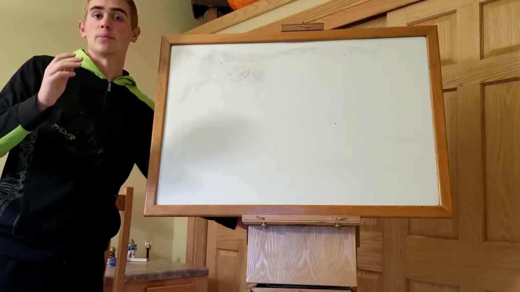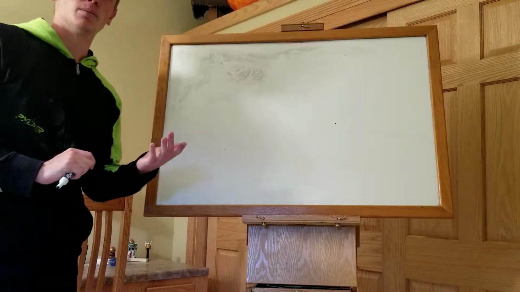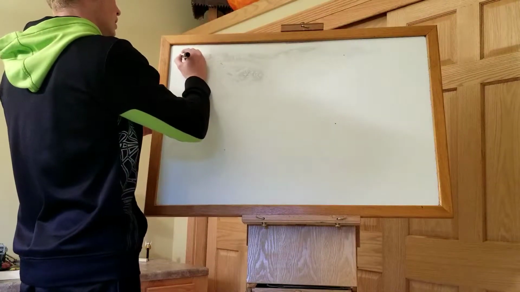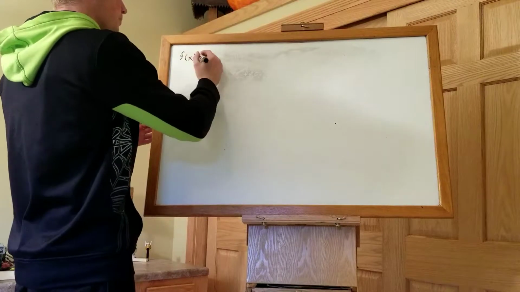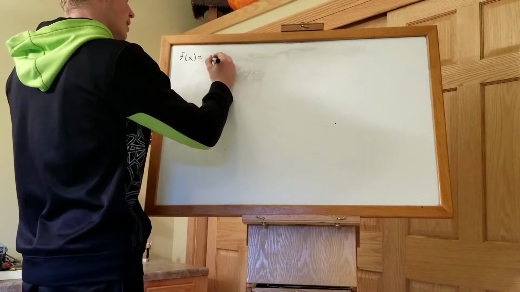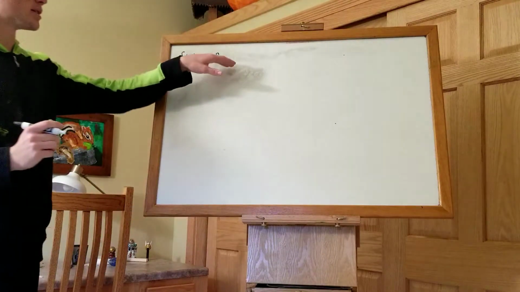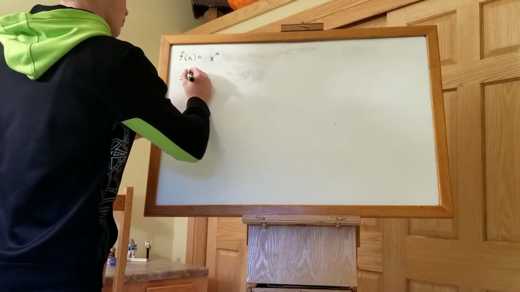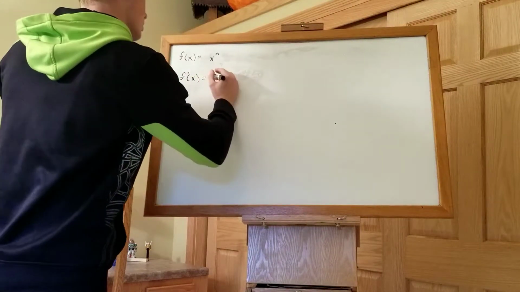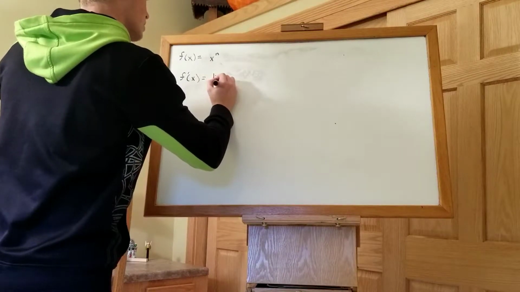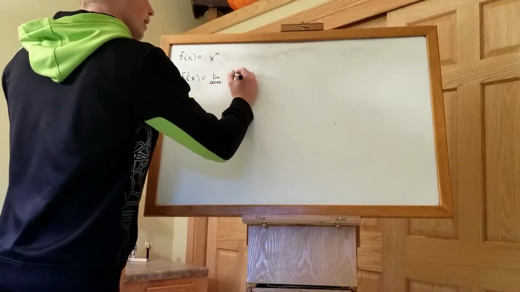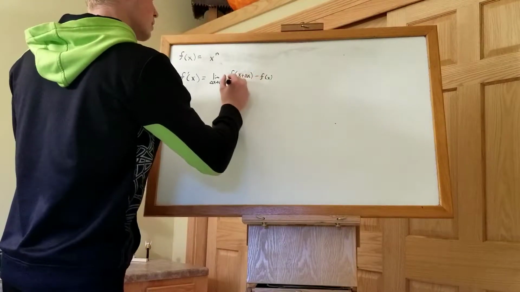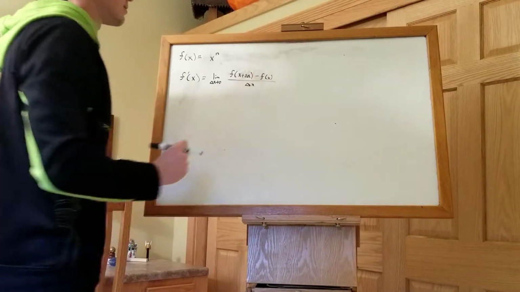So that allows us to come up with an overarching theorem, or that's what allows us to come up with a shortcut. So if I say that f of x equals x to the power of n, now if I'm trying to find the derivative, f prime of x equals the limit as delta x approaches 0 of f of x plus delta x minus f of x all over delta x.